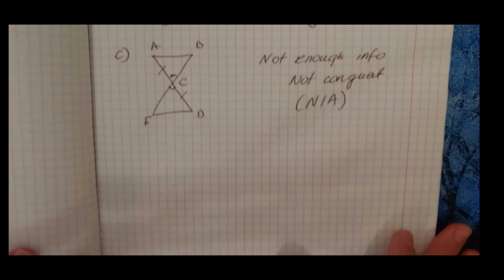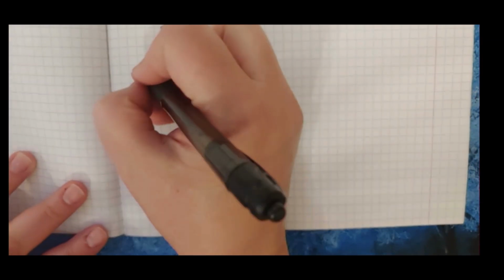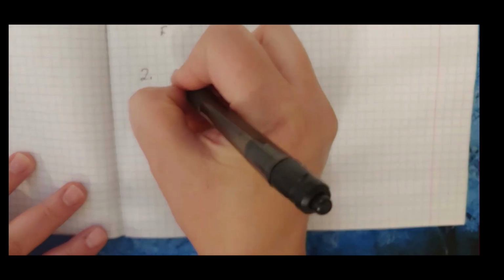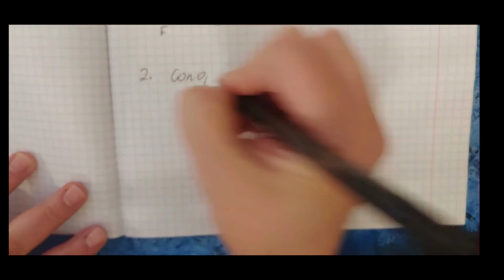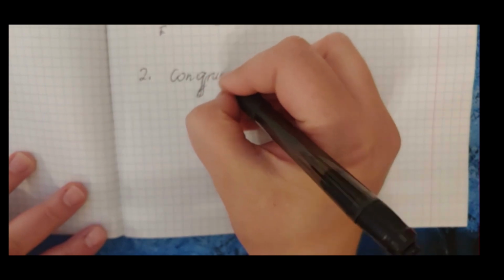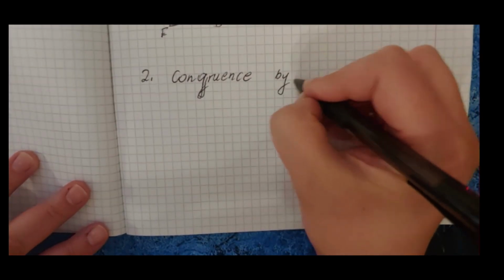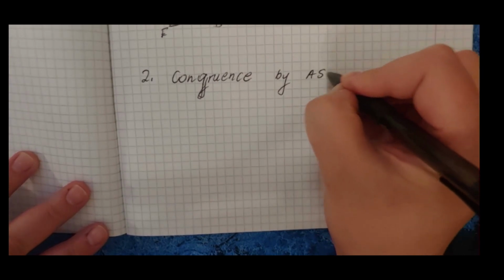Okay, so the second congruence we're going to talk about is congruence by angle, side, angle.